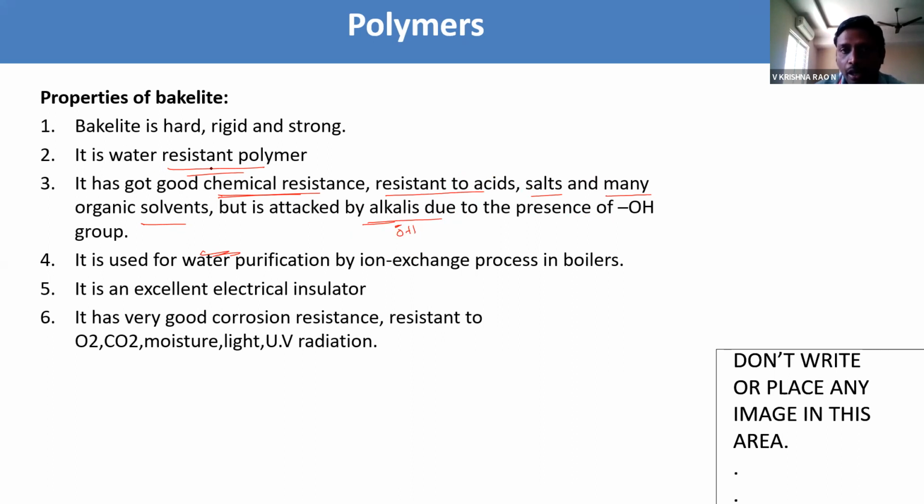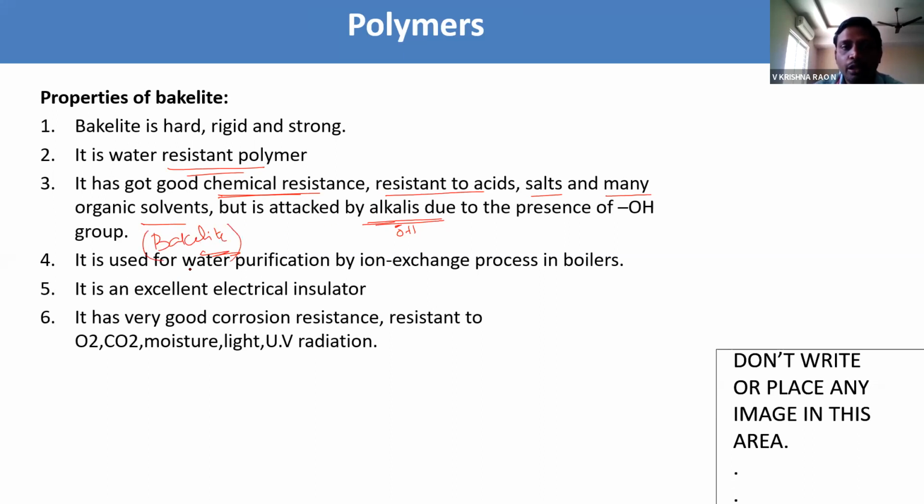Why? Because the OH is present in the intermediate, so it is easily attacked by the OH group present in the base. So it has good resistance to acids but is easily attacked by the base, due to the presence of the OH group in the bakelite.